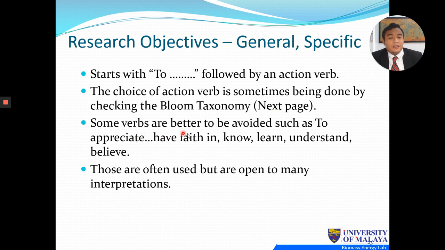Some verbs are better avoided, such as to appreciate, to have faith in, to know, to learn, to understand, to believe. Although to know and to learn are listed in the first level of Bloom taxonomy, I think they are better avoided because they are often used but are open to many interpretations. Like to appreciate, to know, to learn is something very vague.